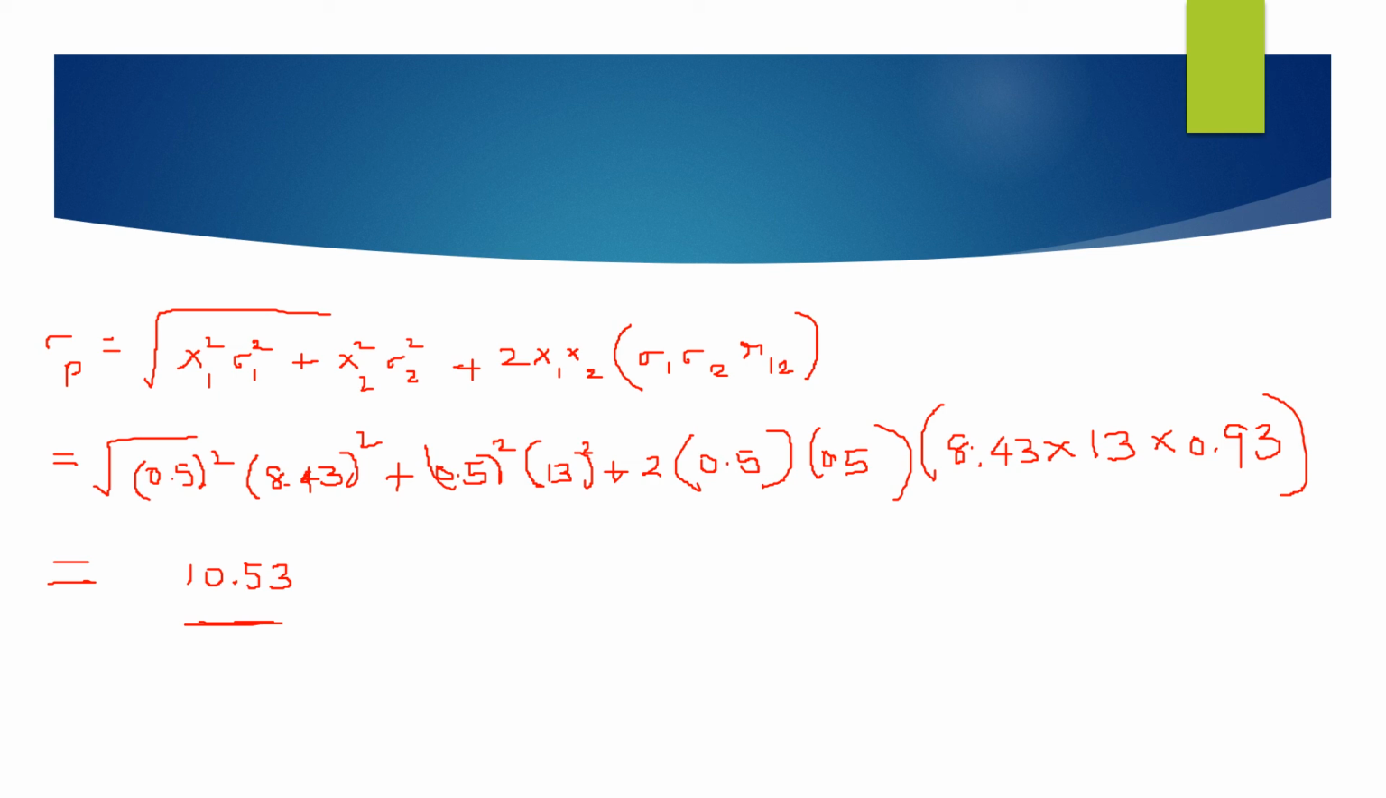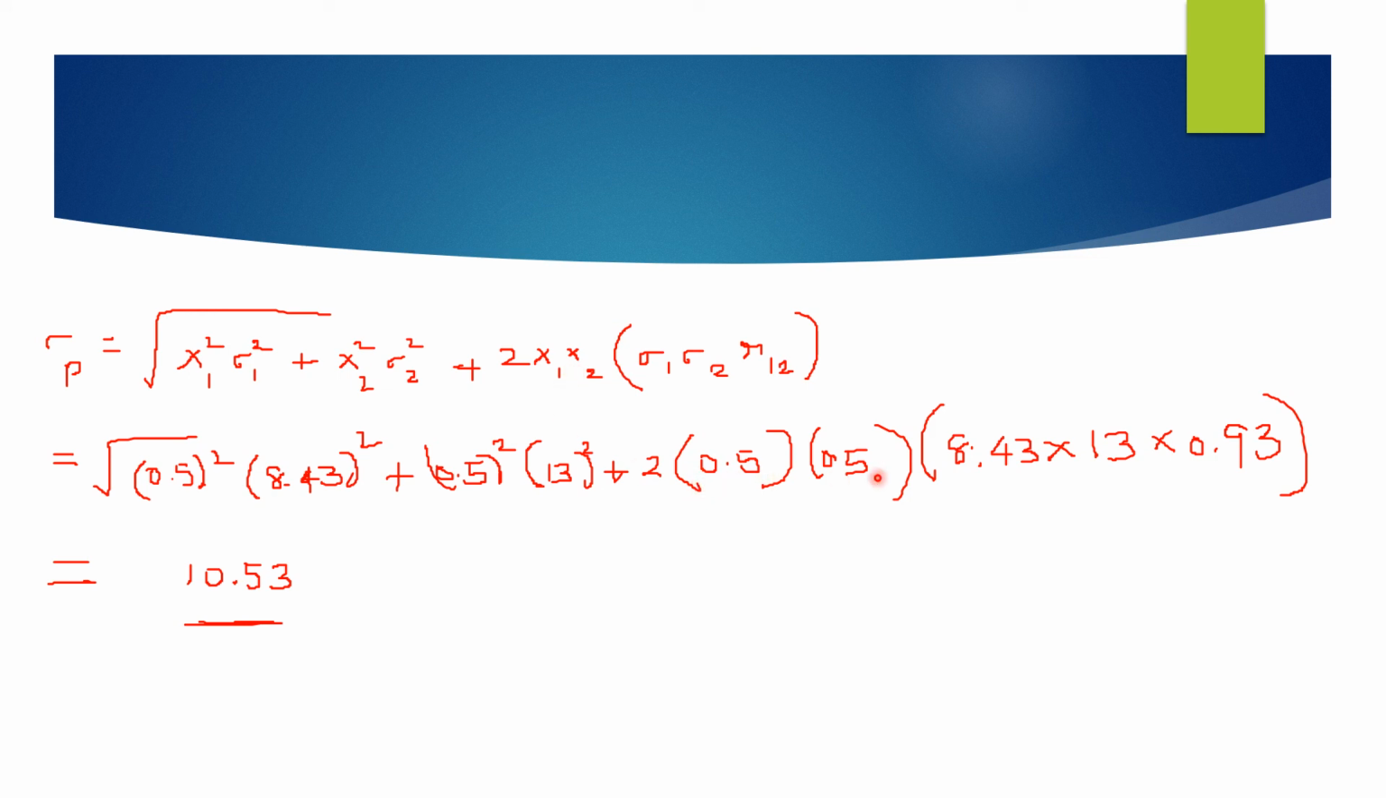Based on the formula, x1 square is nothing but the funds invested. So 50% invested in P and 50% in Q, that is given in the question. For that purpose, we are taking 0.5 and 0.5 for both the stocks. So funds invested are 50% and 50%. So 0.5 the whole square into 8.43 the whole square. This calculation we have already done, that we are substituting here.